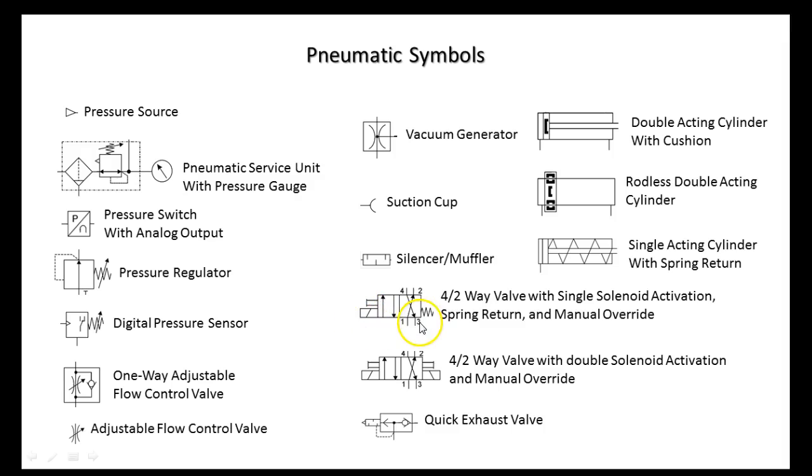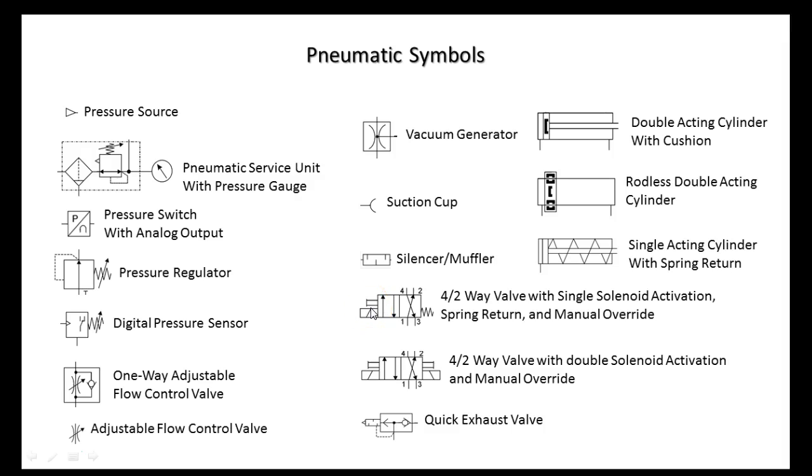If I shift it over, then one is going to be connected to four and two is going to be connected to three. Y'all understand that? This is a symbol of a solenoid. So that means it's got a solenoid with a spring return. So that's the symbol for a spring. This right here is a symbol for a manual override.